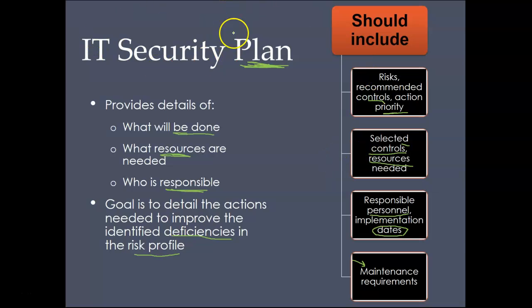So this is the security plan. In this plan, we talk about the recommended controls and the priority. We list the selected control, which resources are needed, which people are needed, and we give due dates. And at the end, we talk about the maintenance requirement.